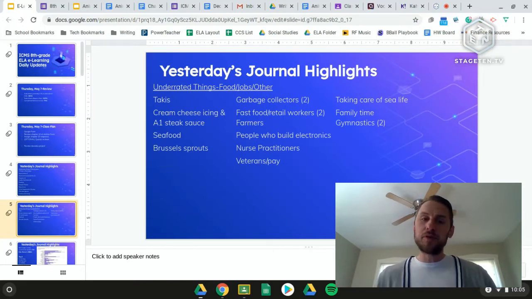I know a lot of people like them, but I don't know how many people would put them up there as the absolute best. So that would definitely fall under underrated. Cream cheese icing and A1 steak sauce is a combination. I'm sure all of you can probably guess who put that one in there. Seafood in general, I would agree.